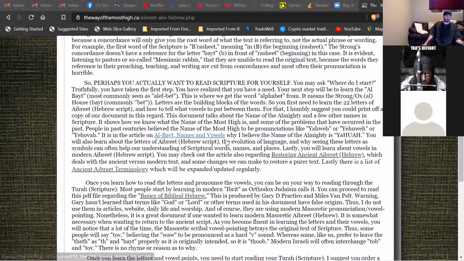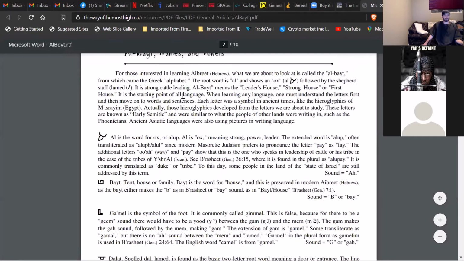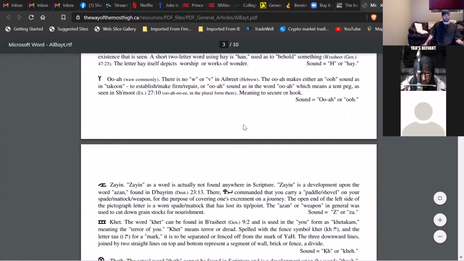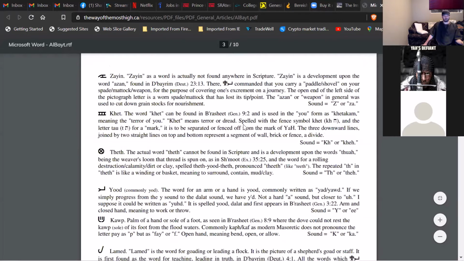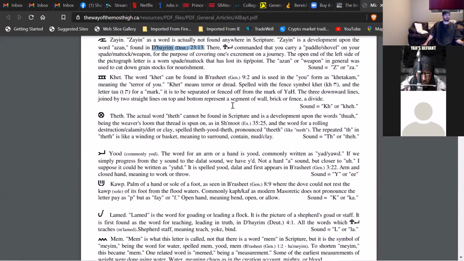this document that I have here on Aibreet, names and vowels. And this is a really handy tool for people that are just new to this, because it's got all the letters and all the references. You know, a lot of websites will have these letters up, but they don't provide you an exact reference for how to find each of those letters, because each of them is actually a word.